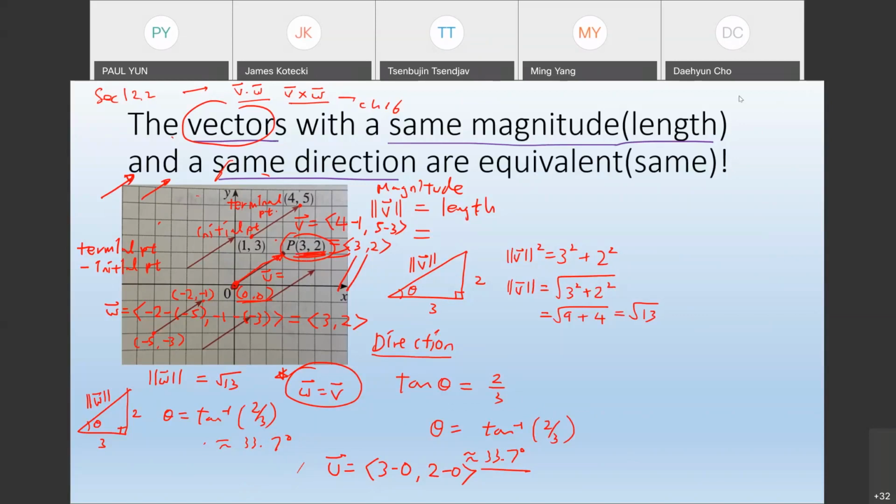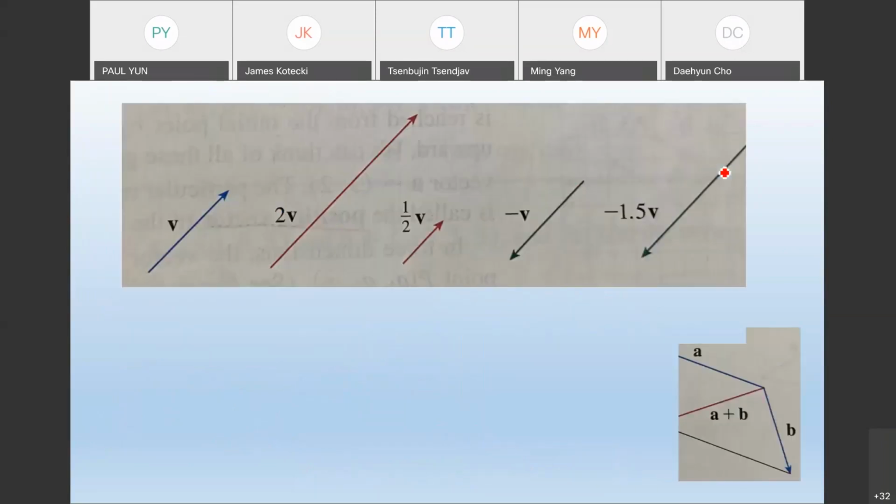What we realize is, the point is this: 3, comma 2. It is simply a point. It's one point here. It is a point. Okay.